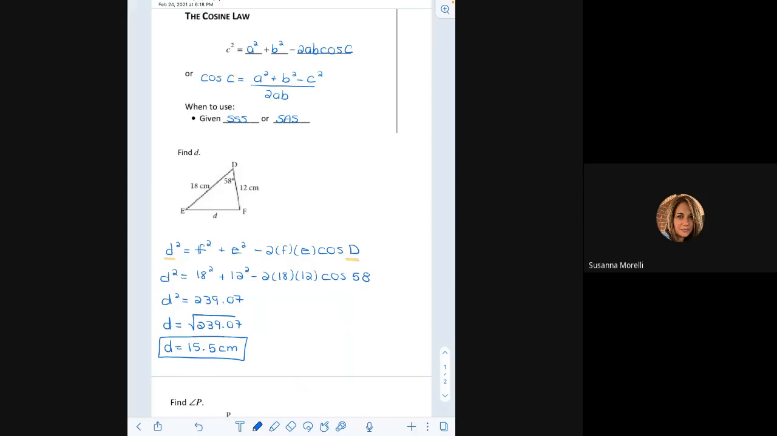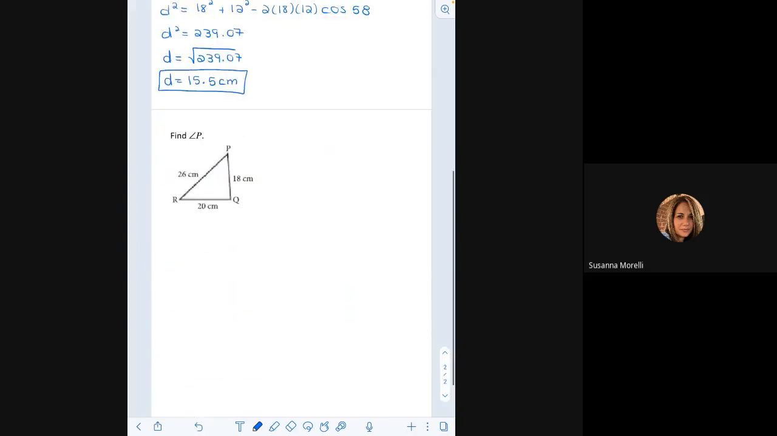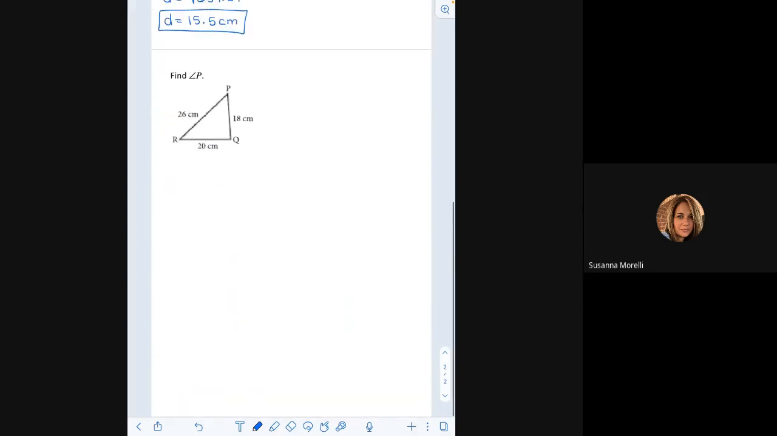Okay, so that's finding a side. Now let's review finding an angle. So in this case, we have a triangle and we're given all three sides and you want to find angle P. Again, you could go ahead and relabel this triangle if you find that an easier way. So if you wanted to relabel it, you could.